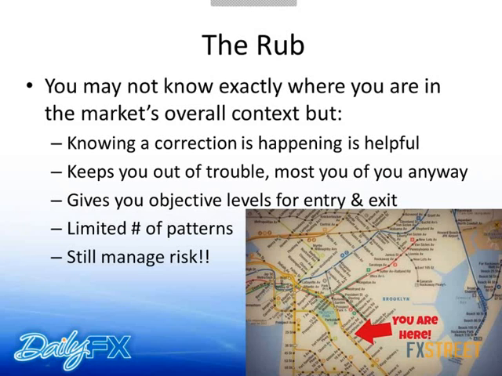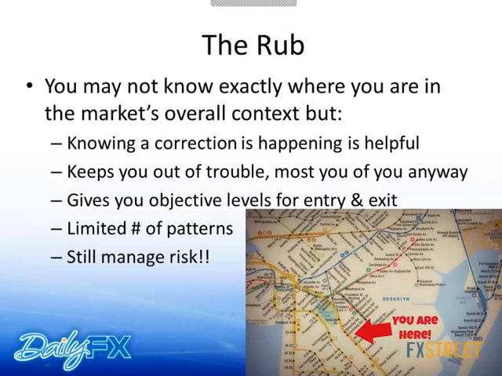So here's another thing that I think is going to be helpful. I like to call it the rub. Chances are, and this goes to my earlier point, you and I might have different Elliott wave counts or a different view of where we are in the overall trend, but as long as we can identify that a correction is happening, we can still come out ahead, all right?